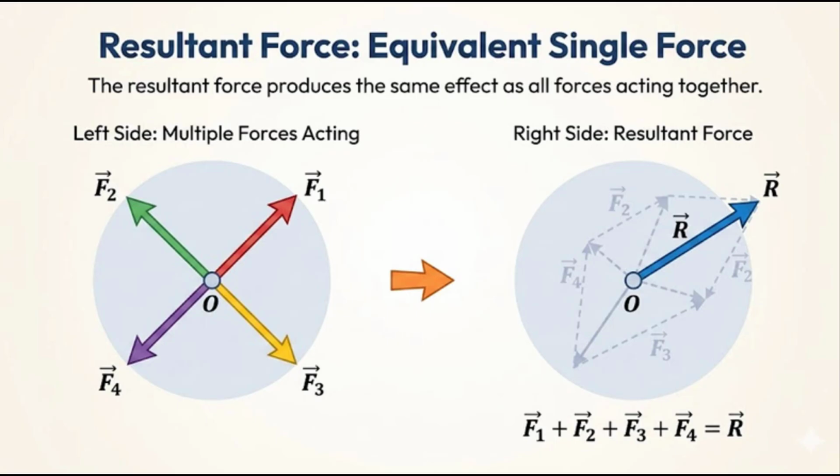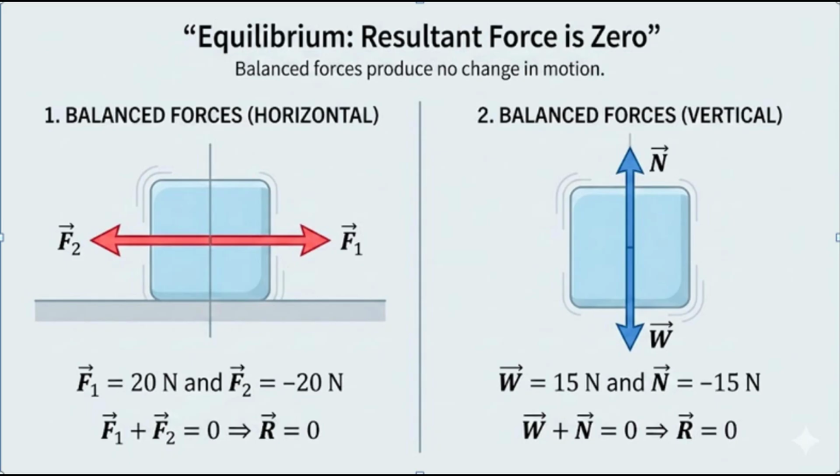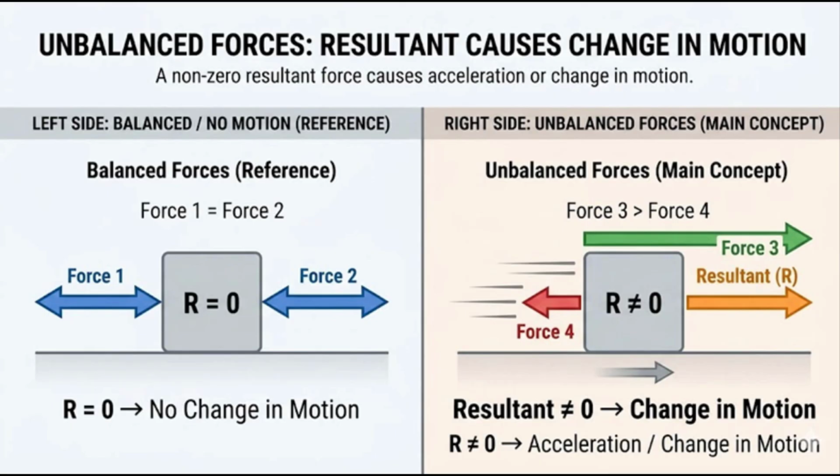Let us understand the concept of resultant force. When many forces act on a body at the same time, they can be replaced by one single equivalent force called the resultant force. This resultant force produces the same effect as all the forces acting together. If the resultant force is zero, the body is in equilibrium. If the resultant force is not zero, then the motion of the body changes.